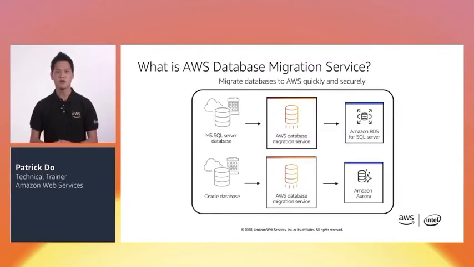To help you move data, we have AWS Database Migration Service, or DMS, which makes it easy to migrate databases to AWS quickly and securely. Today, AWS DMS supports homogeneous migrations to the same database engine, as well as heterogeneous migrations for different databases.